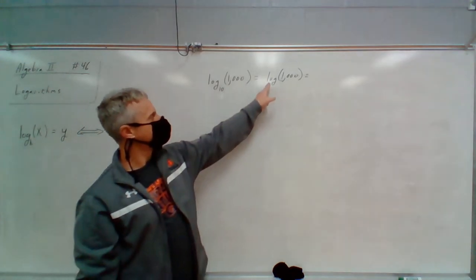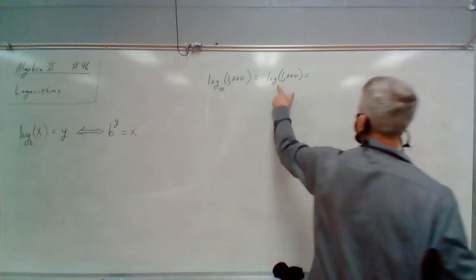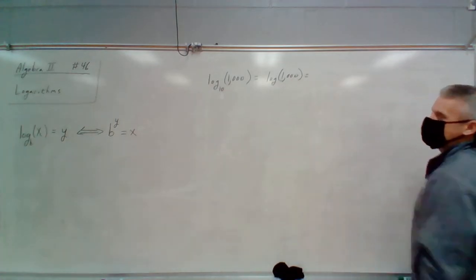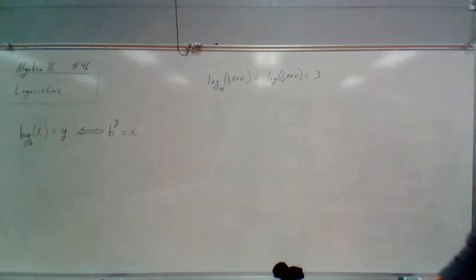All right, so what is log of 1,000? There's an understood 10 here. So 10 raised to what power gives me 1,000? Obviously that's a 3. There's 3 zeros there. All right, let's do one more of those.